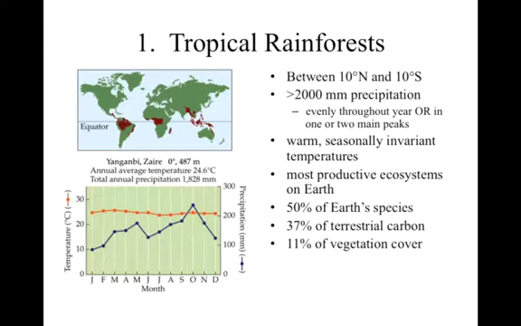They are warm all the time and tend to have seasonally invariant temperatures, because the equator is always about the same distance from the Sun. The northern hemisphere may be closer, the southern hemisphere may be closer, but the middle is always about the same. These are some of the most productive ecosystems on Earth. They contain 50% of Earth's species, 37% of terrestrial carbon, and 11% of vegetation cover. The plant forms that dominate in tropical rainforests are the broadleaved evergreen and deciduous trees.